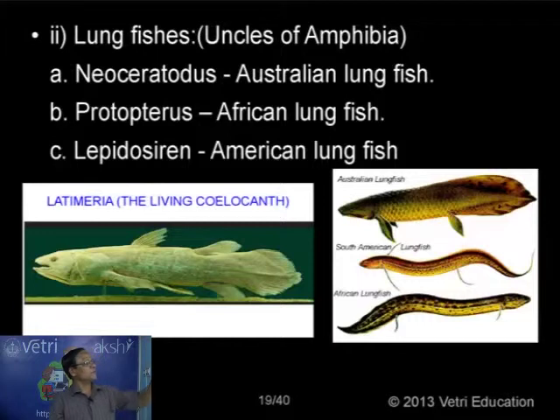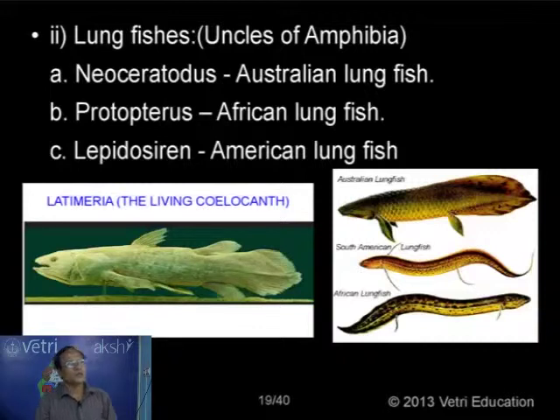The remaining, the second category, are the lungfishes. So in lobe-finned fishes, the fins are lobed. That is why they are called lobe-finned fishes, sarcopterygian fishes. Under this category, one is the coelacanth or Latimeria, and another one is the lungfishes.